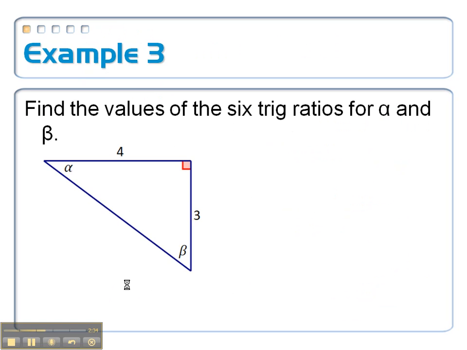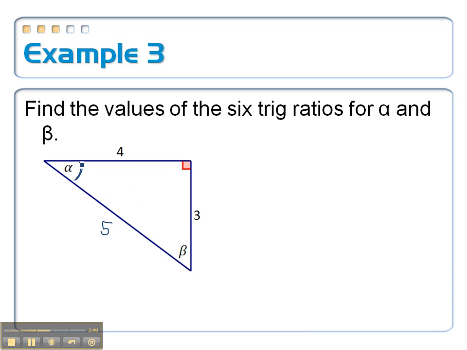Okay, so on this example, example 3, I've got two different angle measurements. This is a Greek letter alpha. This is the Greek letter beta. First, let's complete the right triangle. It's a 3, 4, 5 right triangle.